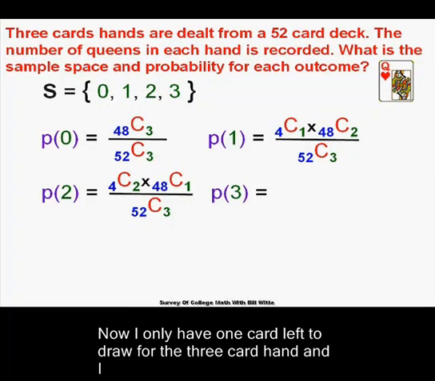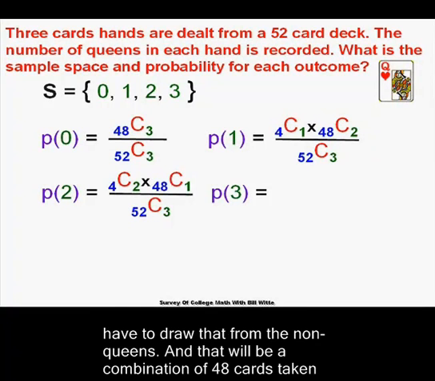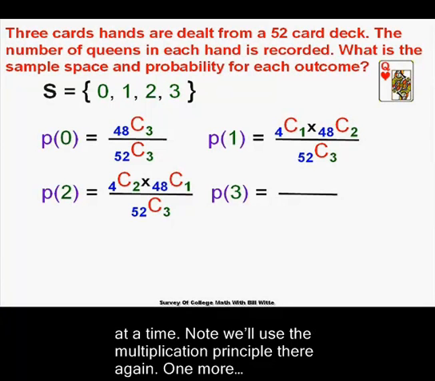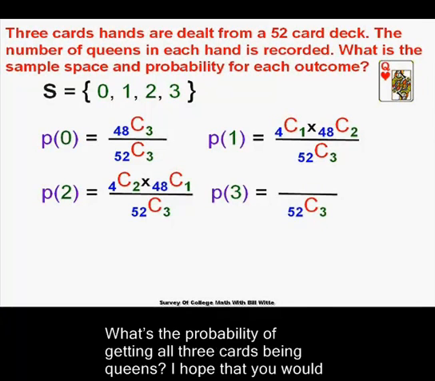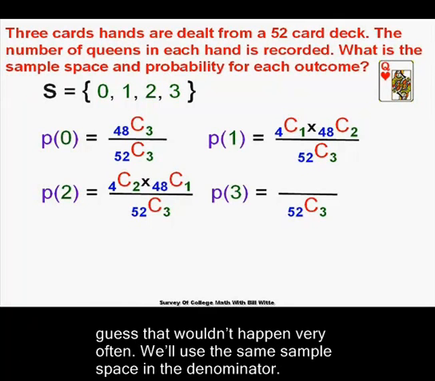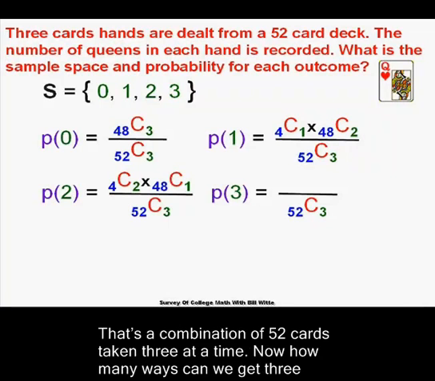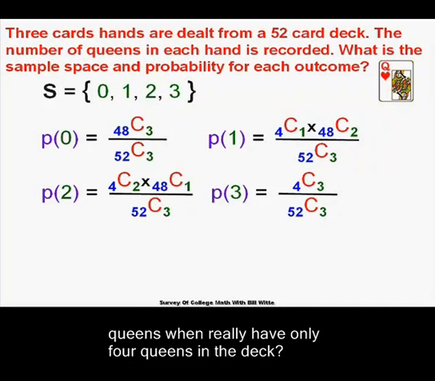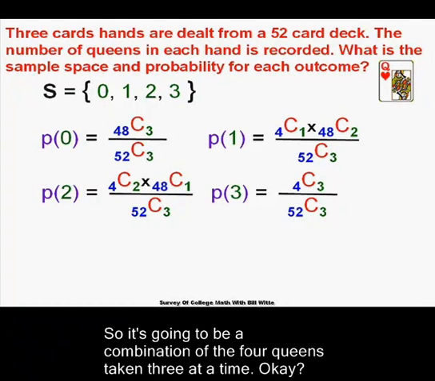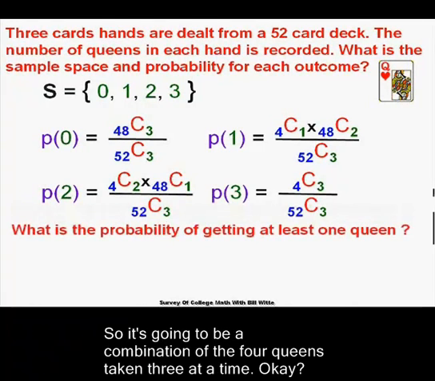Lastly, the probability of getting exactly 3 queens. Well, we'll do the sample space, same one, 52 cards taken 3 at a time. And then we have to produce those 3 cards that are queens from the 4 queens. So that's a combination of 4 queens taken 3 at a time. I can do that, but I don't want to.